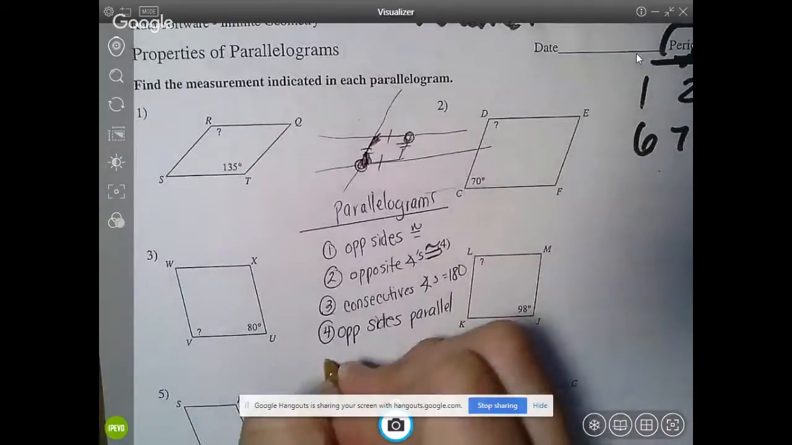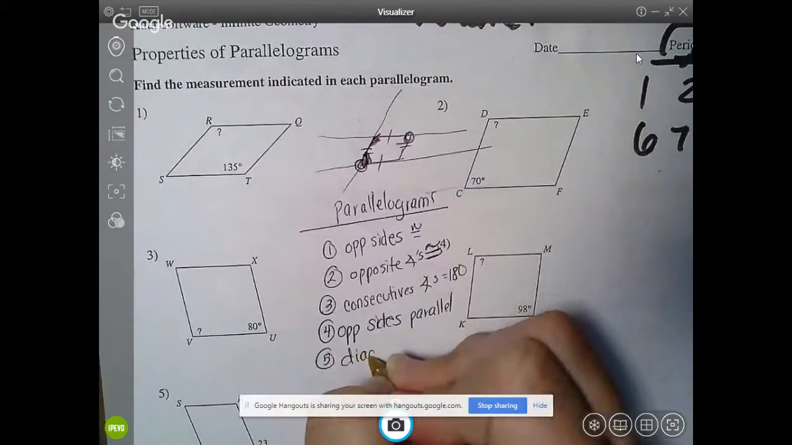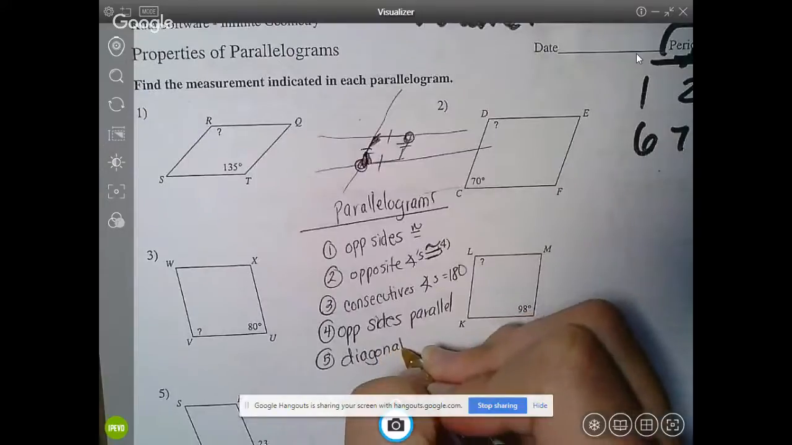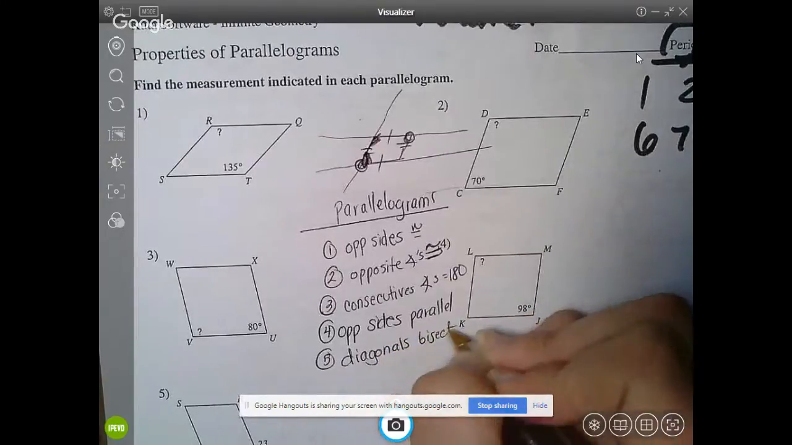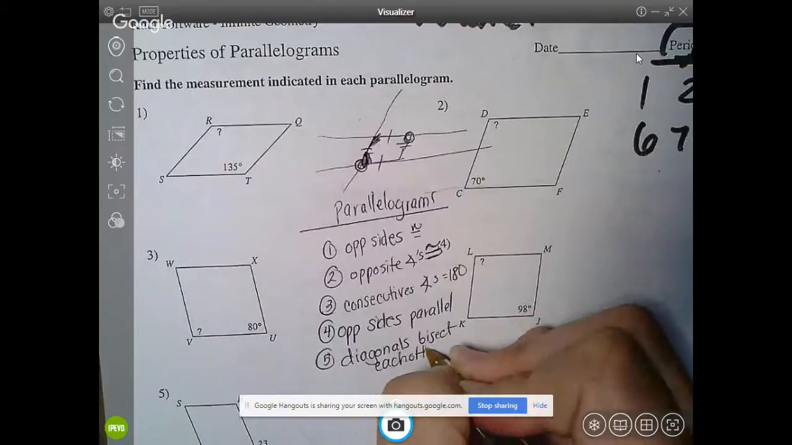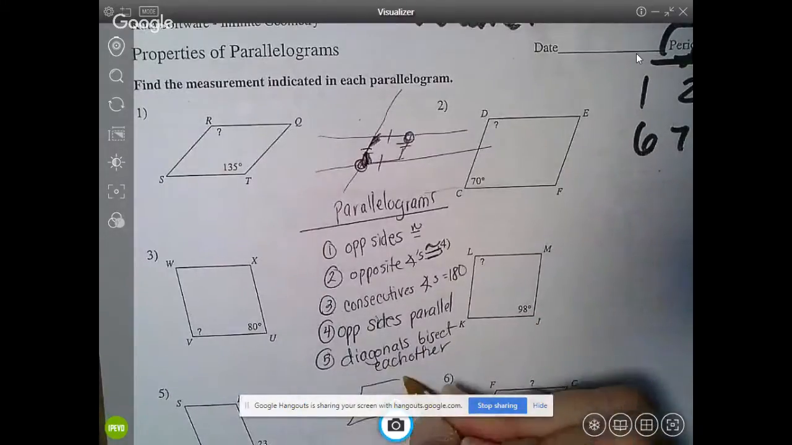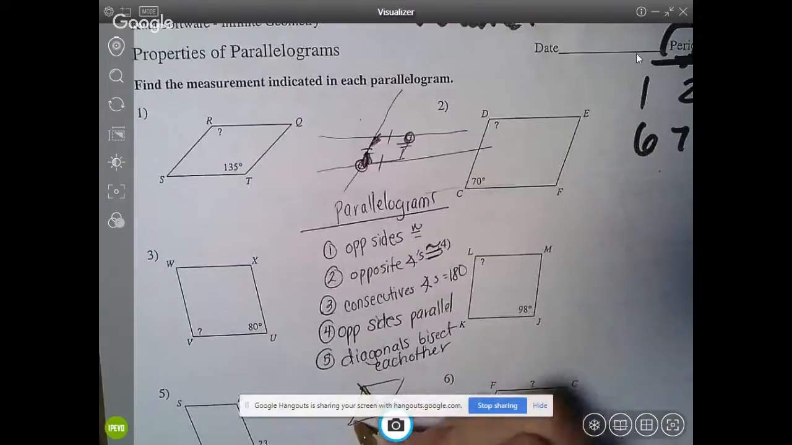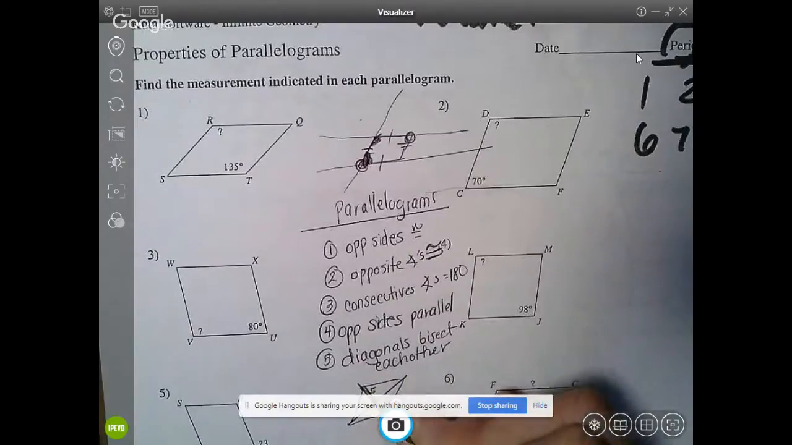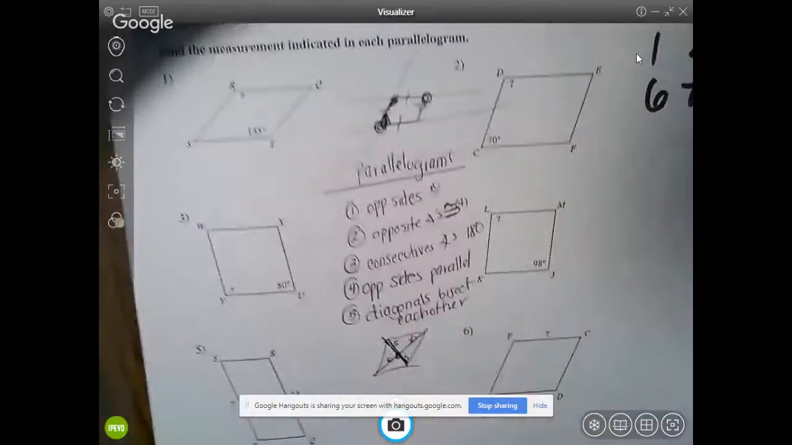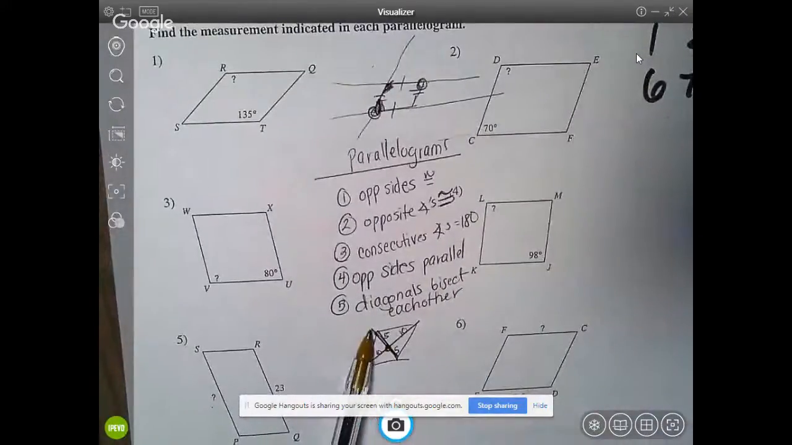And then the last one is that the diagonals of a parallelogram bisect each other. So basically, if you have a parallelogram like this, wherever they cross, they split each other into 2 equal measures. So, for example, where they cross here, if this is 5 above the midpoint, this has to be 5. If this is 10, this has to be 10. And we'll do examples of these, but these are the foundational rules that you need to know.